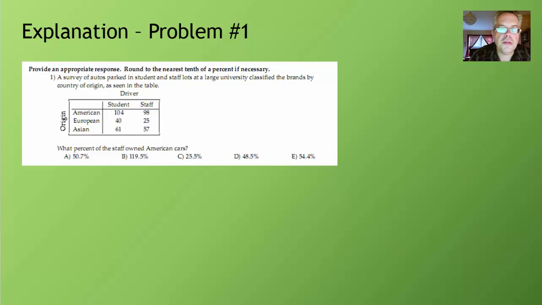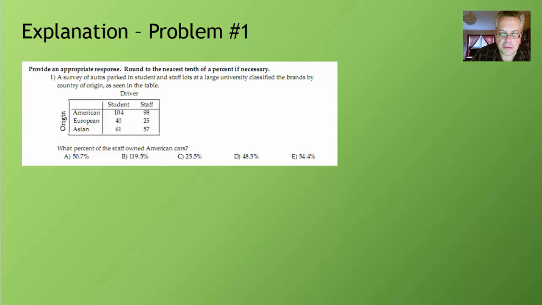On problem number 1, it says a survey of autos parked in the student and staff lots at a large university classified the brands by country of origin as seen in the table. So we have American, European, and Asian cars, and the type of drivers, student and staff drivers. I think we've seen a problem like this before. It says, what percent of the staff owned American cars?